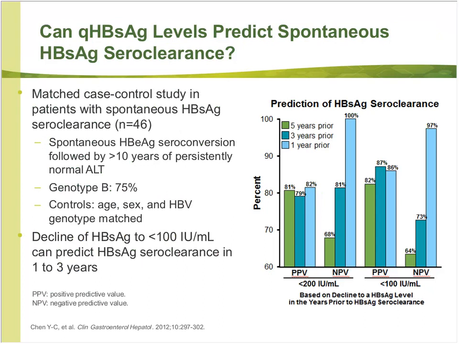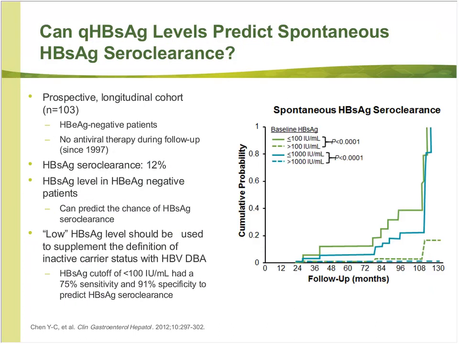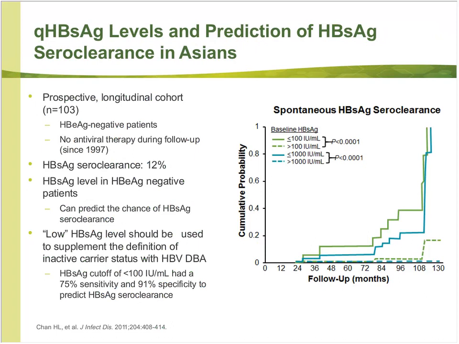Okay, quant S levels predict spontaneous S seroclearance. This is from Dr. Y.C. Chen, published in 2012. And again, cutoffs at 200 or 100 had both a good positive and negative predictive value. So if you're over 100 or 200, better negative predictive value. If you're under 200, 100, better positive predictive value. Quant S levels, here is seroclearance in Asians. Again, we're looking at 100 cutoff and 1,000 cutoff. The lower the S antigen levels, the higher the chance of natural S clearance.